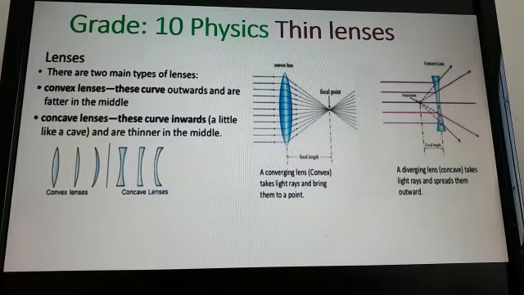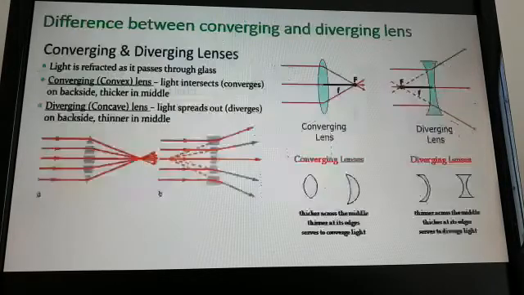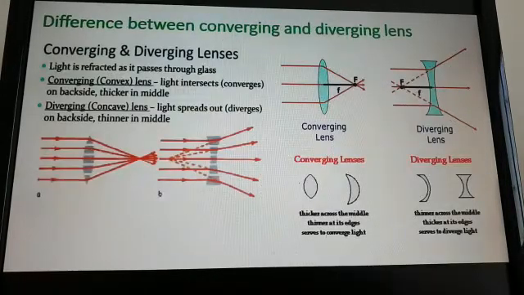Well, there are two main types of lenses, and here the diagram shows the two types, convex lenses and concave lenses. Convex lenses curve outwards and are fatter in the middle, but concave lenses curve inwards and are thinner in the middle. Now we have to discuss the difference between converging and diverging lenses.